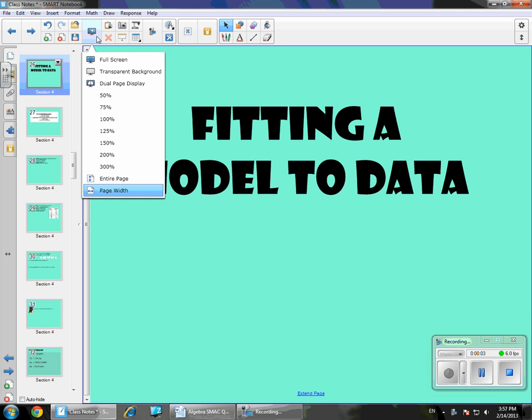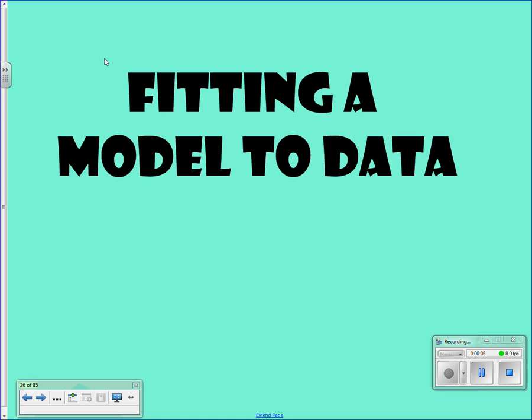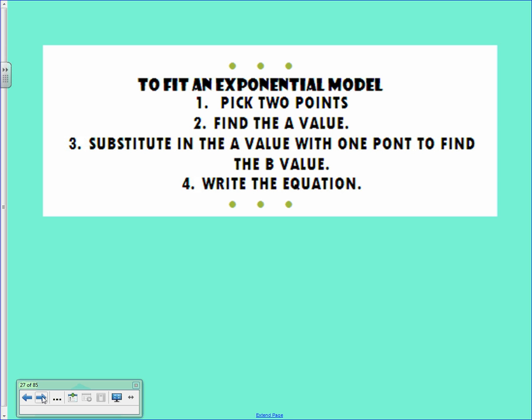Section 4 is about fitting a model to data when we are working with exponentials. So we're going to go through a similar process for all of them. The first thing we're going to do is pick 2 points, and then we're going to find our A value, and remember our A value is like our starting amount. And then we're going to use that information and one of the points to find our B value.